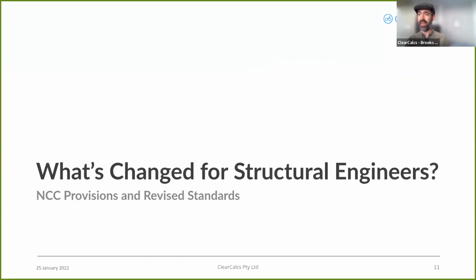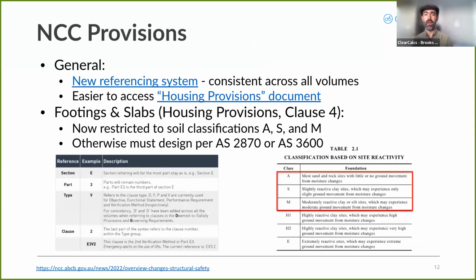Now, other points that have changed for structural engineers in the National Construction Code. When you're actually looking at the document, and hopefully it won't actually need to that often, they have a whole new referencing system that has been put in place. They have a little summary table that I copied here on the lower left. ABCB thinks this is clearer. I somewhat debate that, but at the very least, it is consistent across all volumes now. So volume 1, 2, and 3 of the NCC now actually all use exactly the same referencing system.